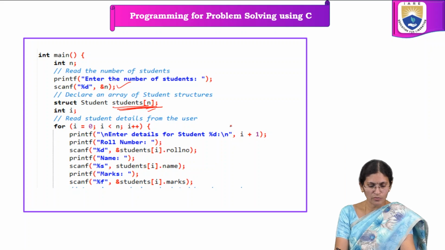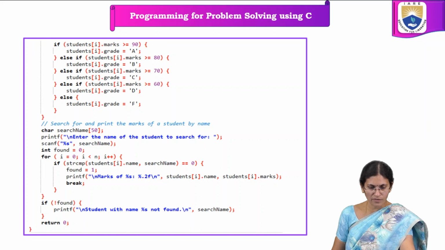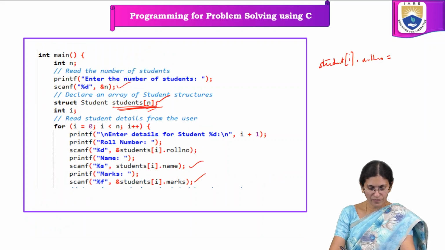So for i is equal to 0, the first student information is stored. In order to store this information, we have students[i].rollnumber. We can assign by using the scanf function. We can read the values into the variables, and we have also written code to display the grade here. So roll number, name, and marks.